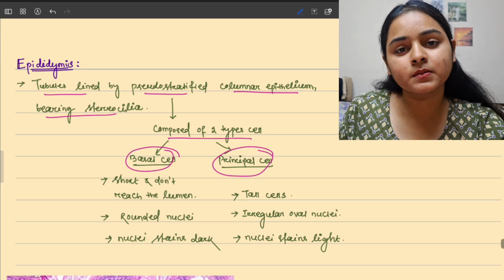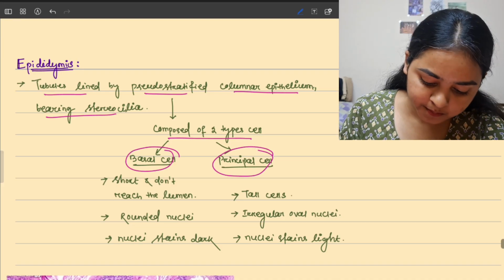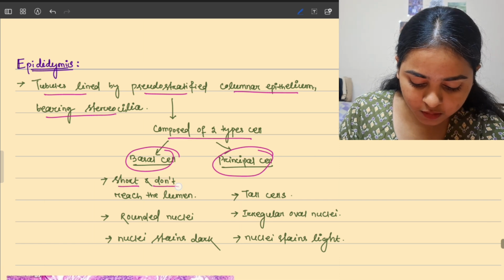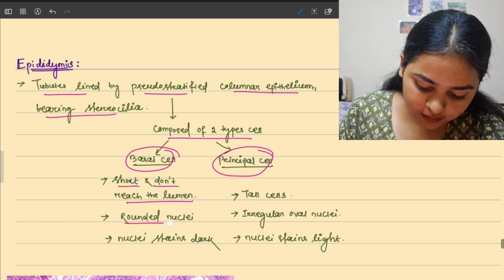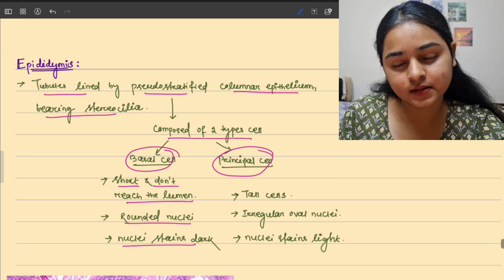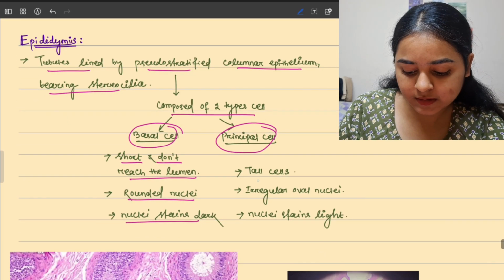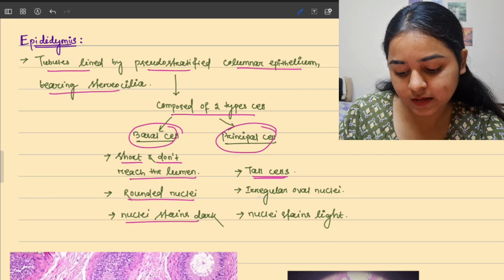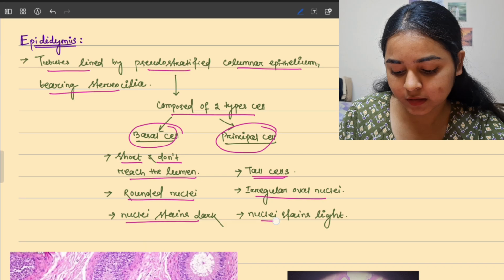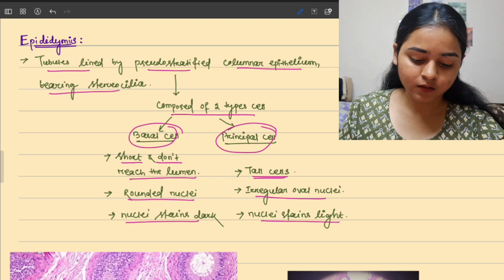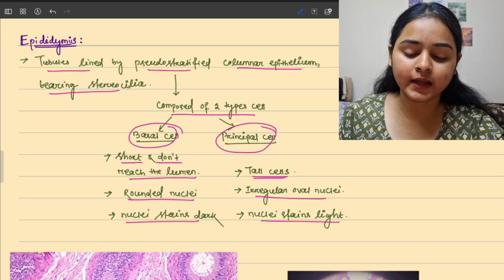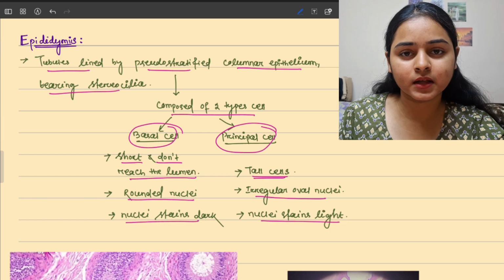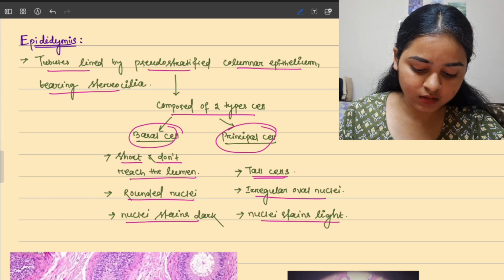So what is the difference between basal cell and principal cell? Basal cell is short and does not reach the lumen. It has rounded nuclei and the nuclei stain dark. Whereas the principal cells are tall cells, they have irregular oval nuclei and the nuclei stain light. Okay, so these are the characteristic features of epididymis. There are no more features.